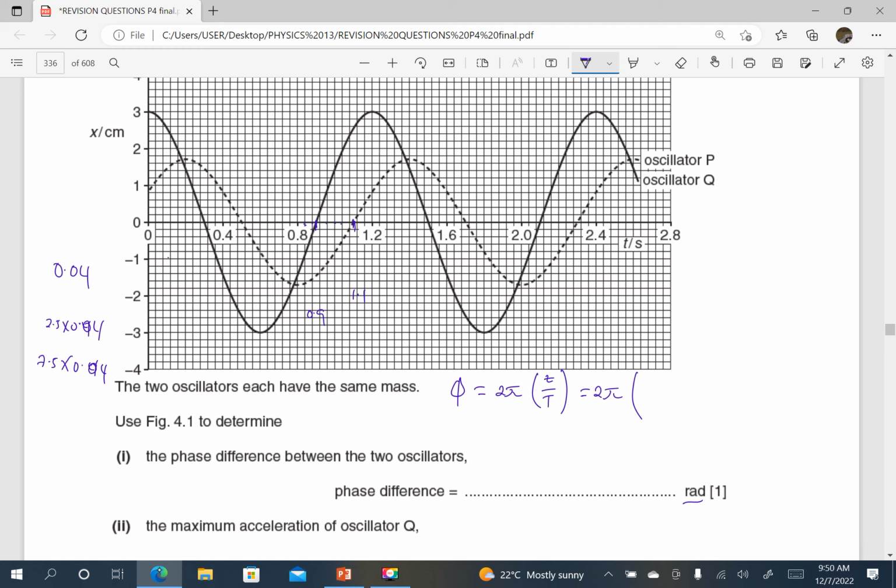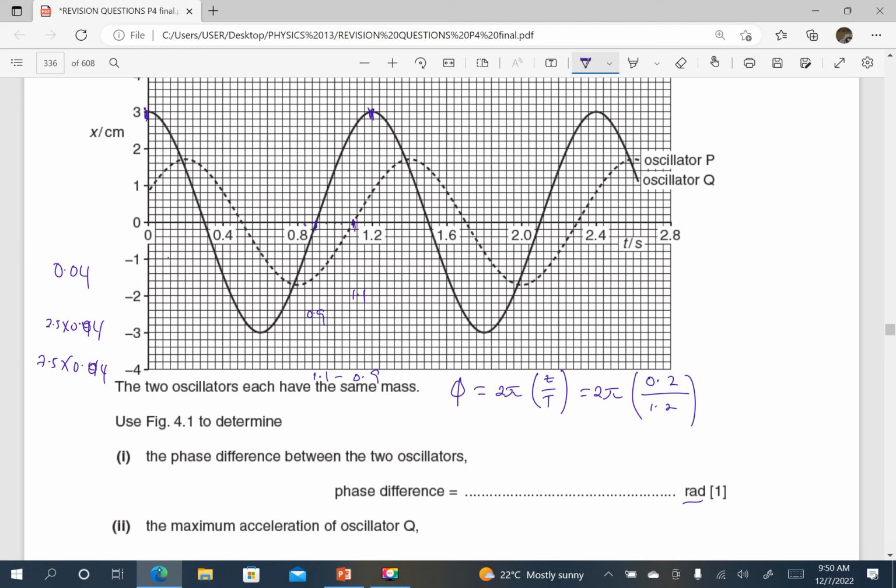The difference, time out of step, is going to be 1.1 minus 0.9, which is 0.2. So the time out of step is 0.2. Divide by the period. The period is, I think, 1.2. I can start from t equals 0 up to here. That is one complete cycle. So the period is 1.2.